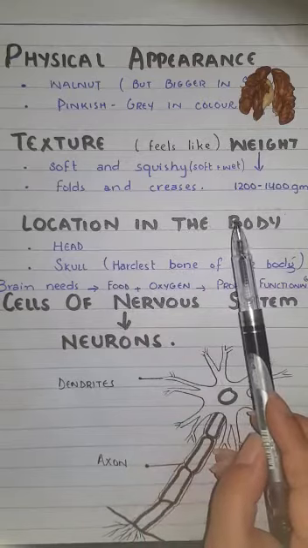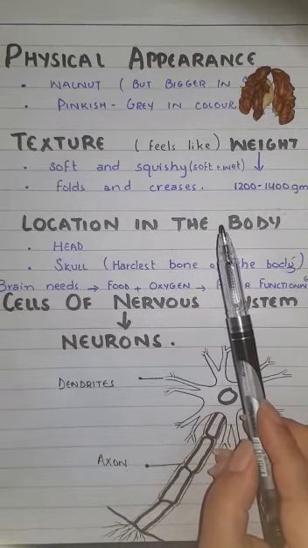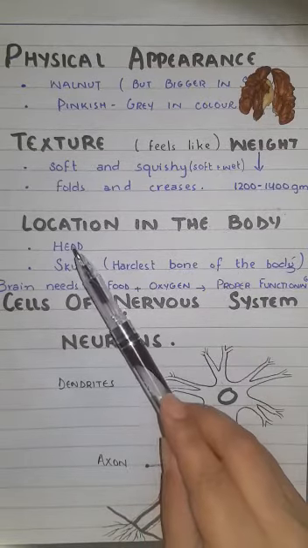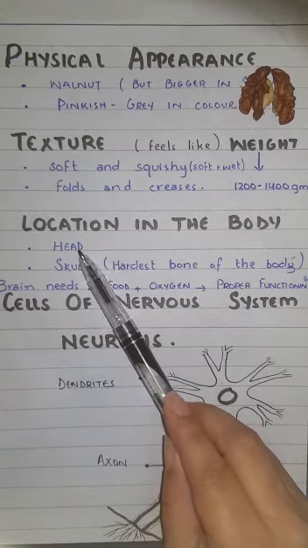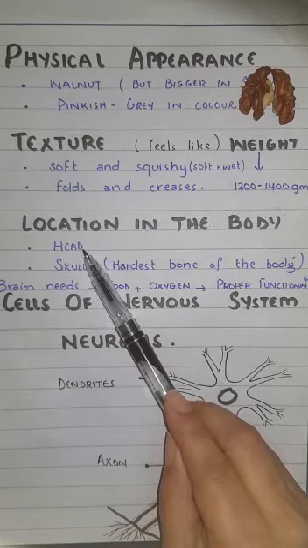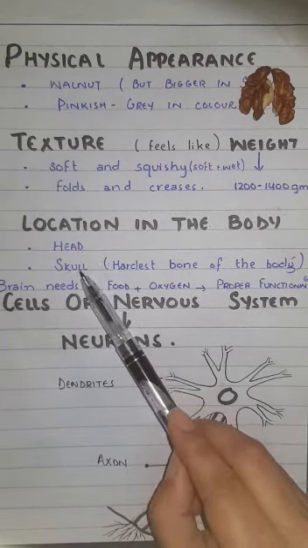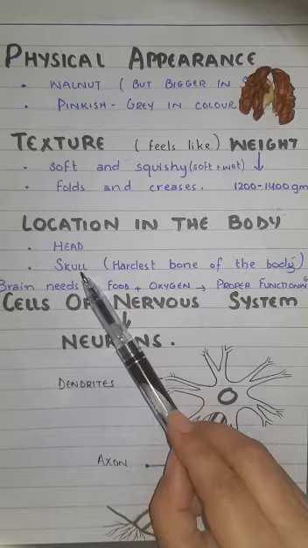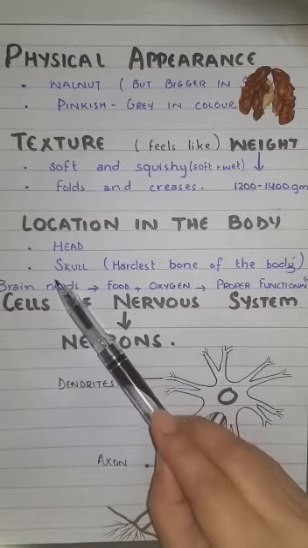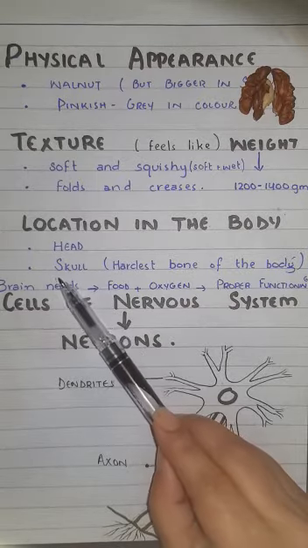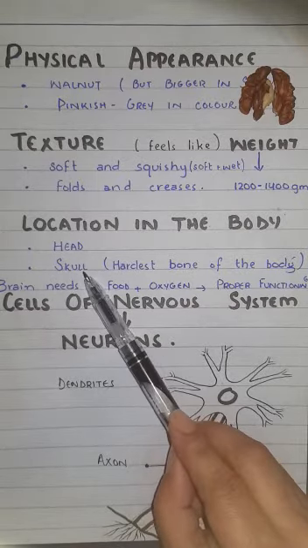Location in the body, like where the brain is present inside the body. It is present in the head region. And it is protected by a very strong bone which is called the skull. It's the skull which protects your brain, because brain is the important part, but it is the most delicate part of the body as well. So it has to be protected. And this protection is provided by this bone, which is called the skull.